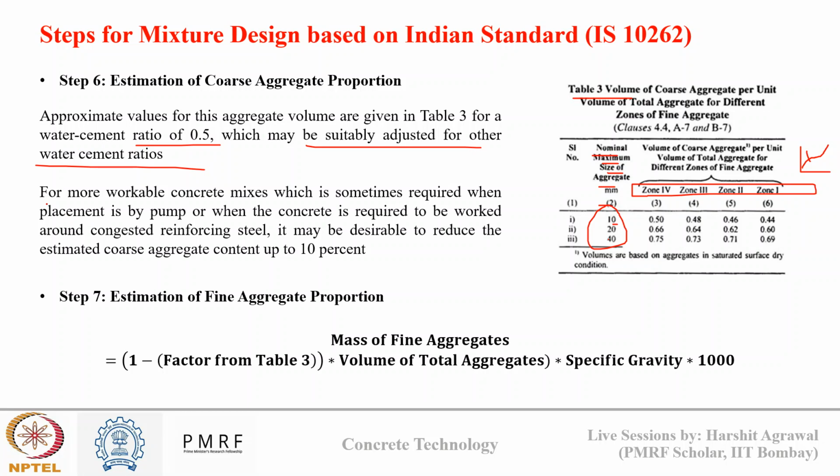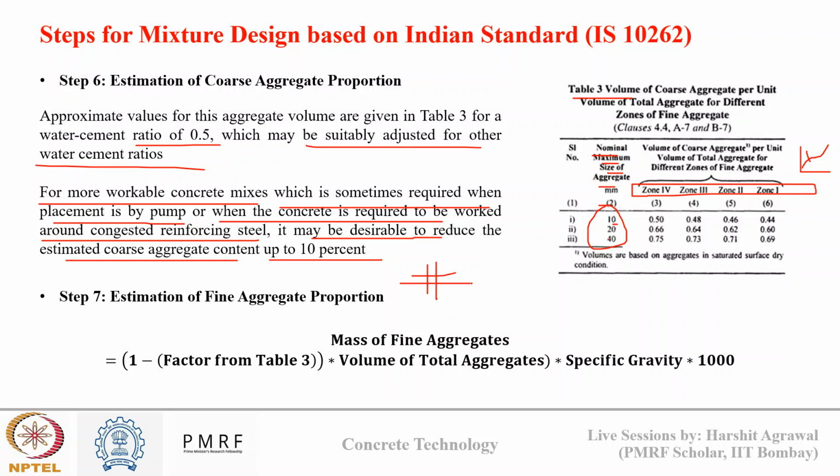Then the code says one more thing. For more workable concrete mixes, which is sometimes required when placement is done by pump or when concrete is required to be worked against congested reinforcement steel, it is desired to reduce the estimated coarse content by 10%. Suppose we need to pump concrete for a longer distance, or if there is very congested reinforcement caging where coarse aggregate may hinder or may get blocked between reinforcement.